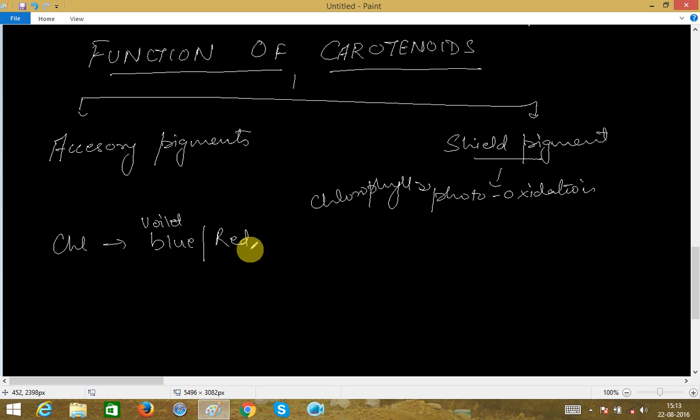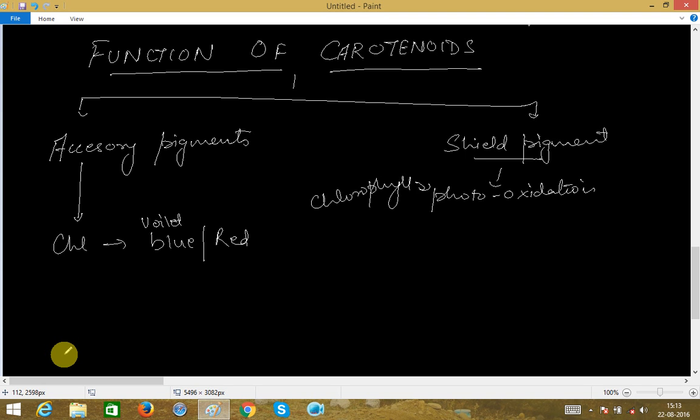Okay, and then once they get the light from wavelengths other than those absorbed by chlorophyll A or chlorophyll B, once they absorb it, they will transfer this light energy to chlorophyll A. So the main one is chlorophyll A, which is actually performing the function of conversion.